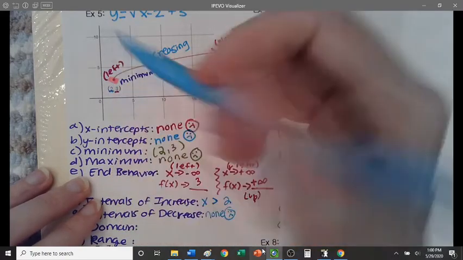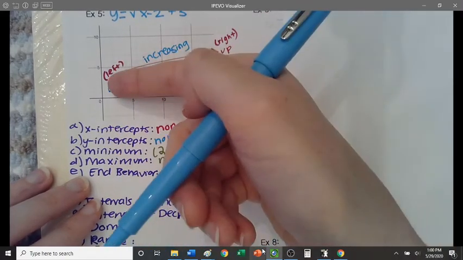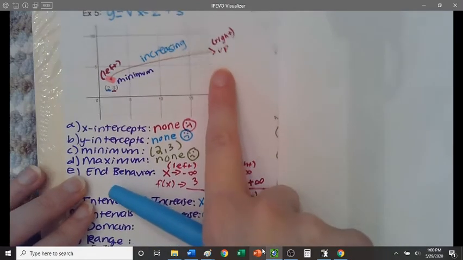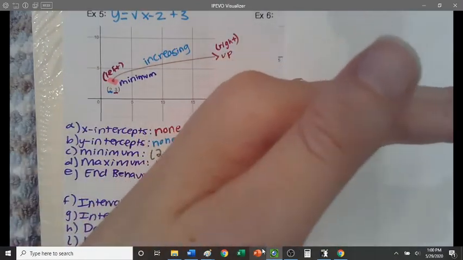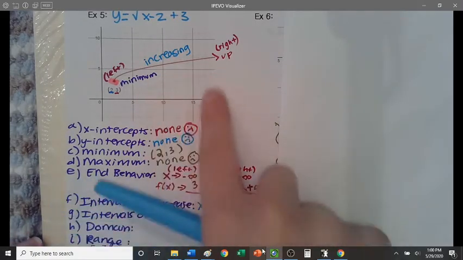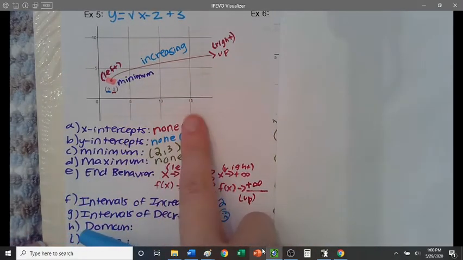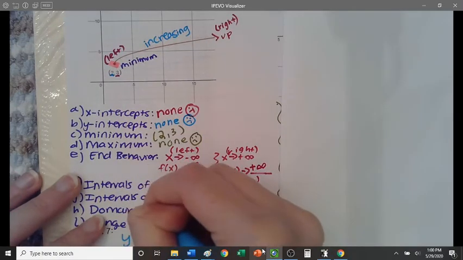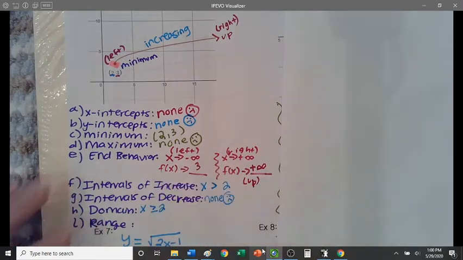Okay, so how far left does it go? Well, it goes to the 2. How far right does it go? Forever, because of this arrow. So it heads to infinity and beyond with Buzz Lightyear. And these values are larger than 2. We have things like 5, 10, 15. So for the domain, you could say x is greater than or equal to 2.